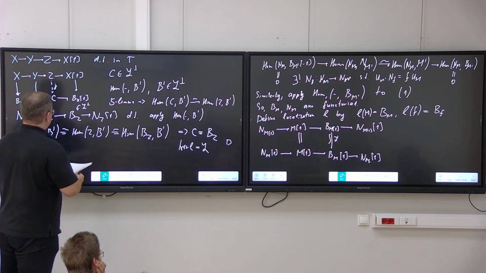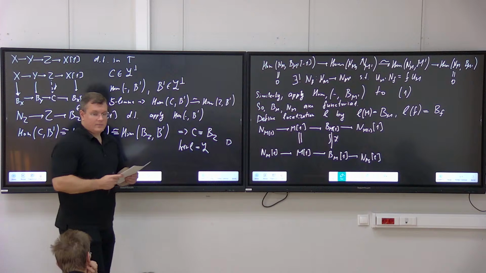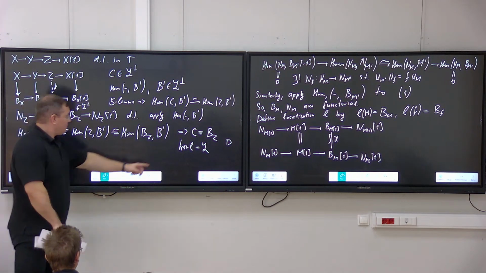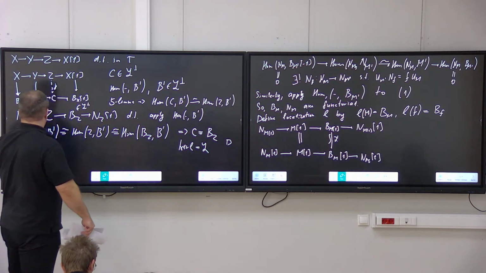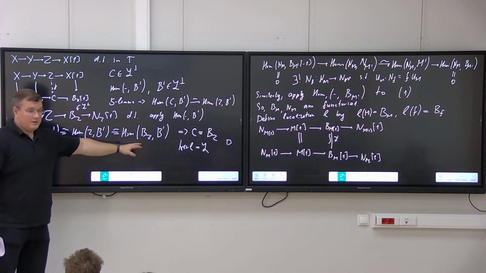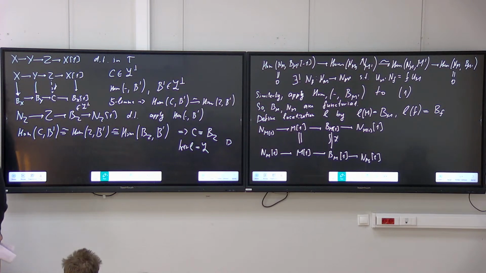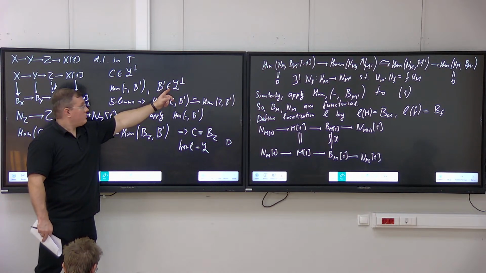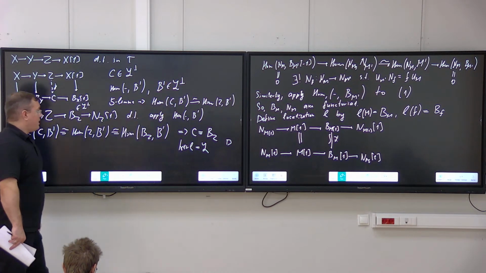Why is C equal to B? Well, that is because I have these two isomorphisms. I look at the beginning, I look at the end, and apply the Yoneda lemma. This is true for any B prime in the L right orthogonal, so by the Yoneda lemma for this category, I have this isomorphism.